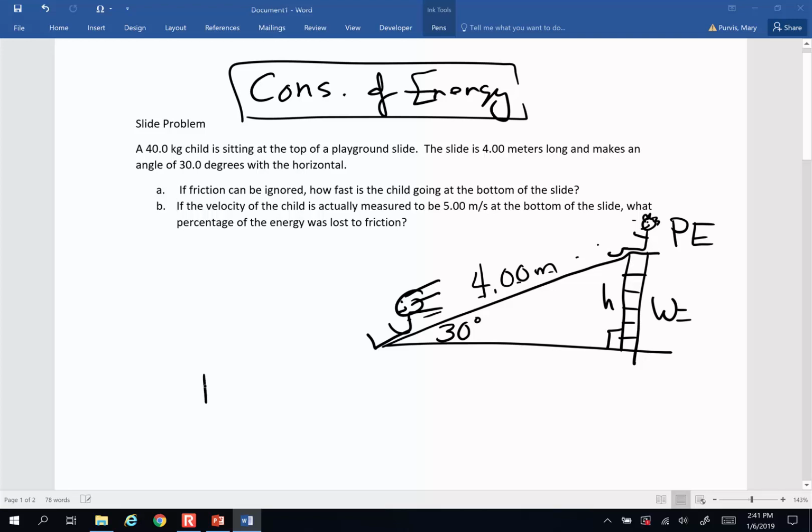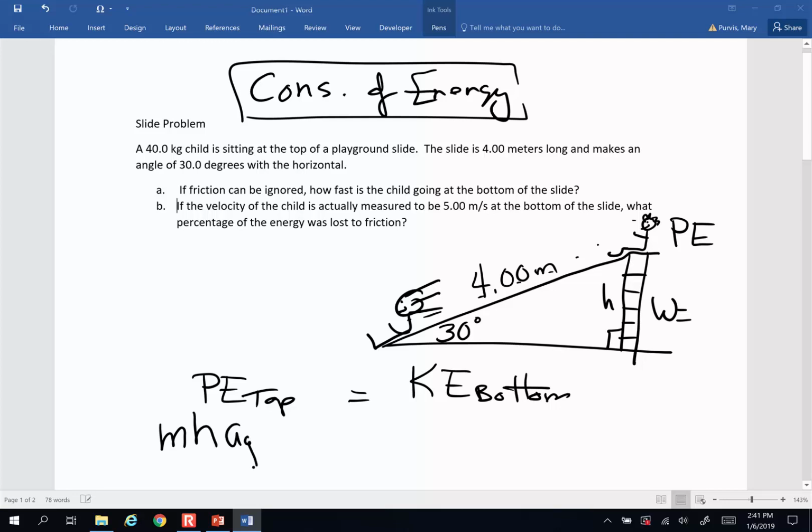So I'm going to say potential energy at the top is going to be equal to kinetic energy at the bottom of the slide. How can I get away with doing this? Friction and losses to friction are going to be ignored. Now the potential energy at the top is going to be the mass, the height, the acceleration of gravity, and at the bottom, 1/2 mass velocity at the bottom squared.